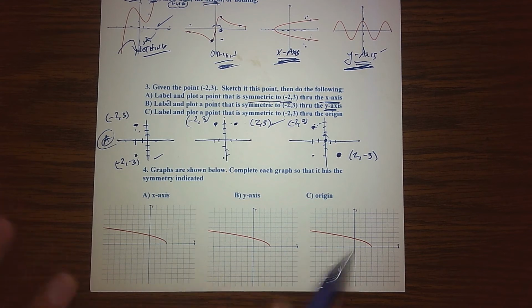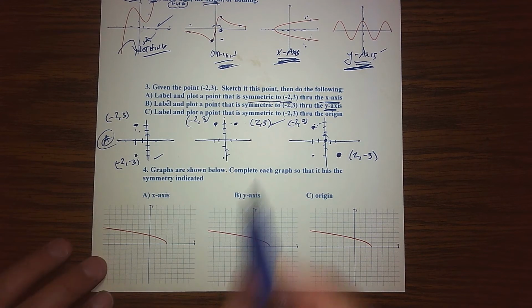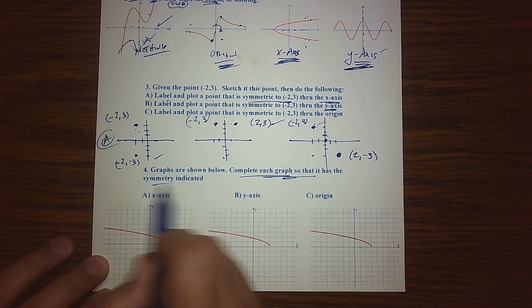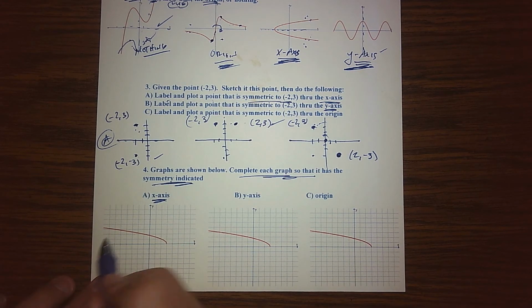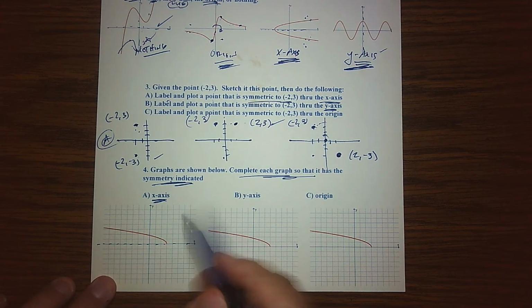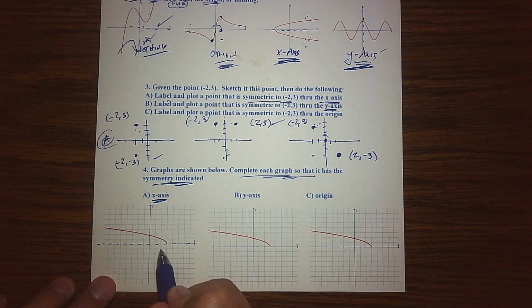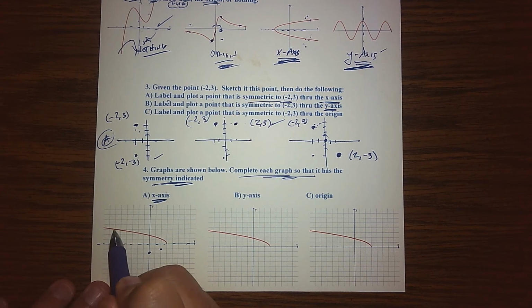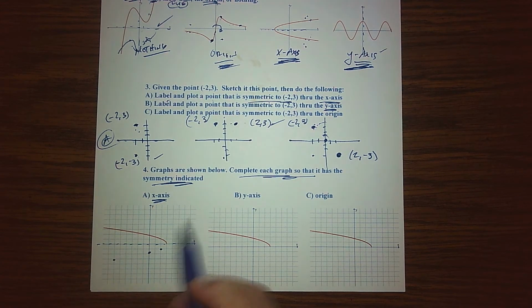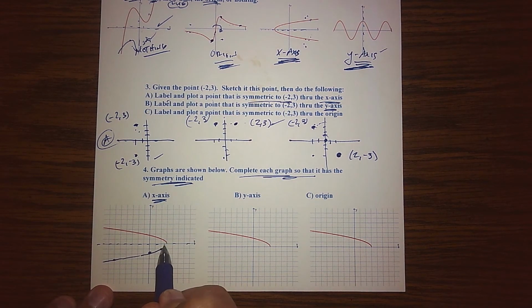This graph's not symmetric with anything right now, right? But I want us to complete the graph so that it is symmetric with something, in this case the x-axis. So here's my x-axis, and we're supposed to be a mirror image across the x-axis. So that data point will go here, that data point will go here. Let's see if we can find another. That data point would go about here. So if I had to complete the graph, there would be the completion of the graph making it symmetric with the x-axis.